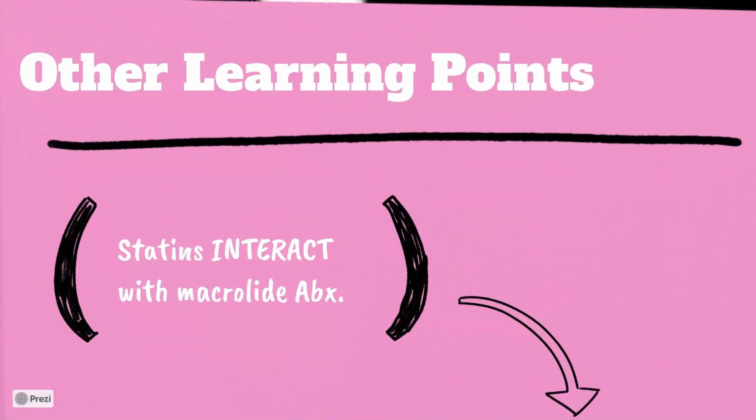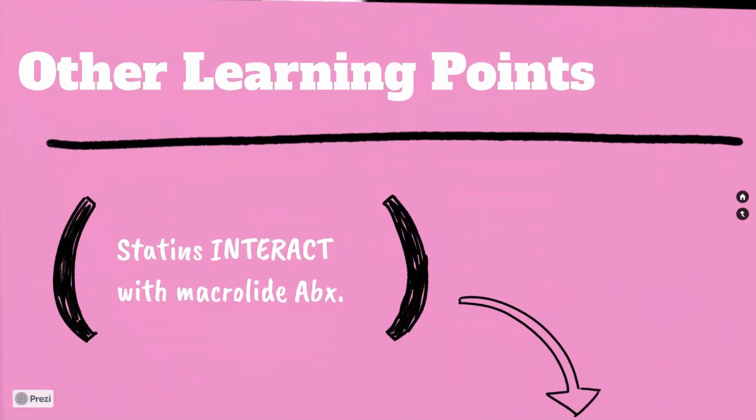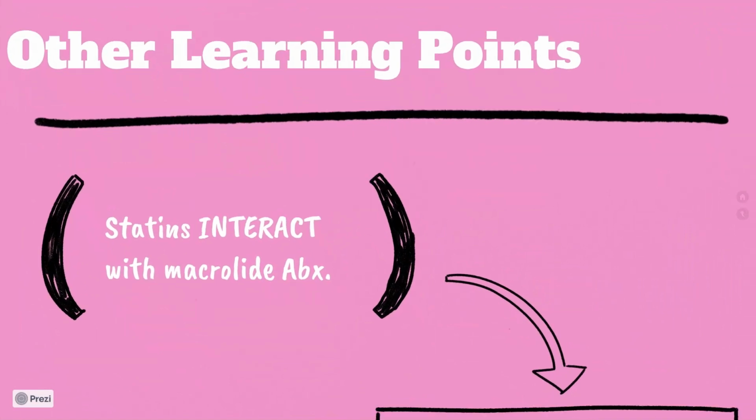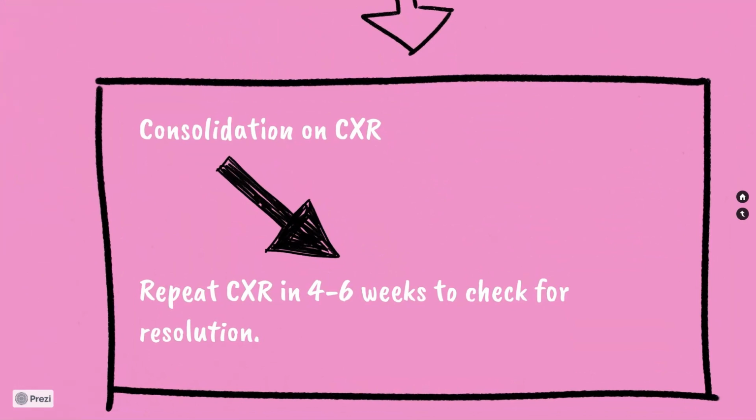Some additional important key learning points are that statins interact with macrolide antibiotics such as clarithromycin, so you need to remember to stop the statin if you are starting the patient on a macrolide antibiotic. As we mentioned earlier, you should also get a repeat chest x-ray in 4 to 6 weeks to rule out underlying lung cancer as the cause of consolidation.